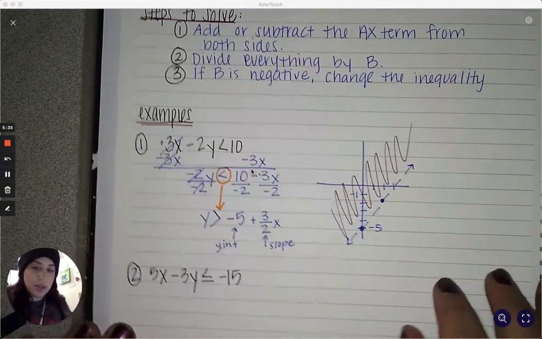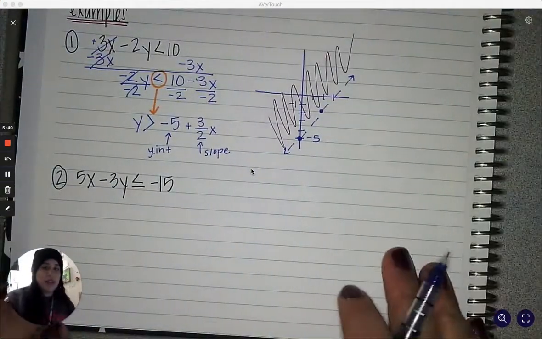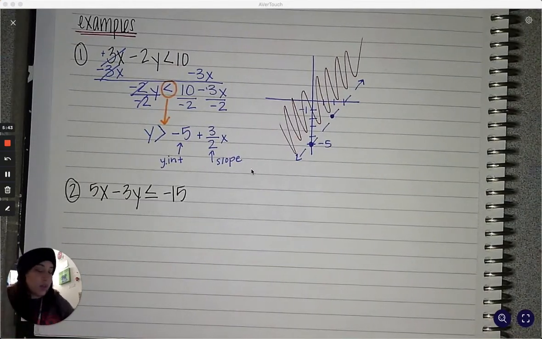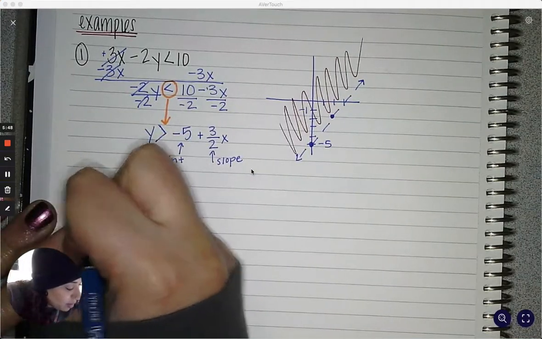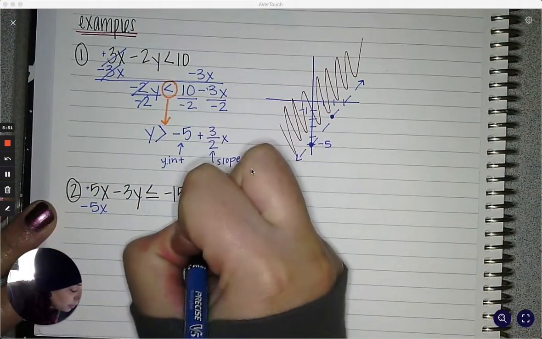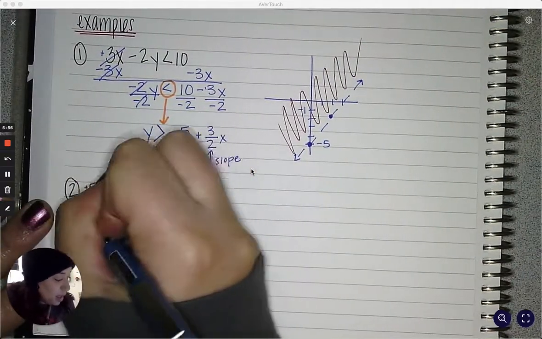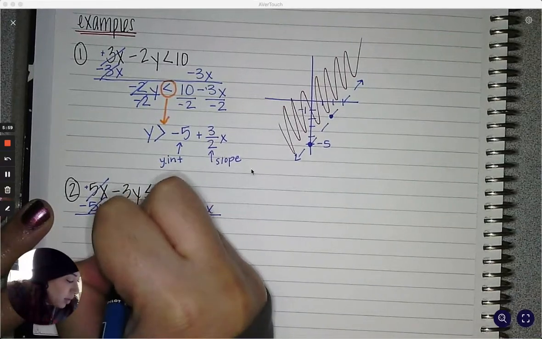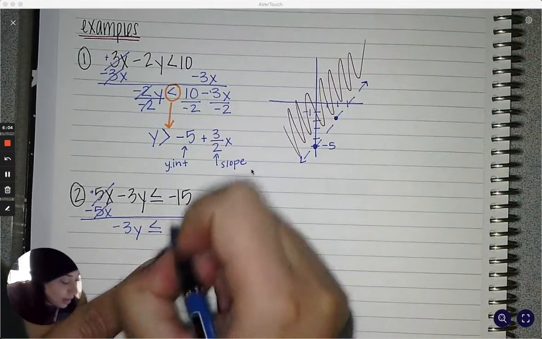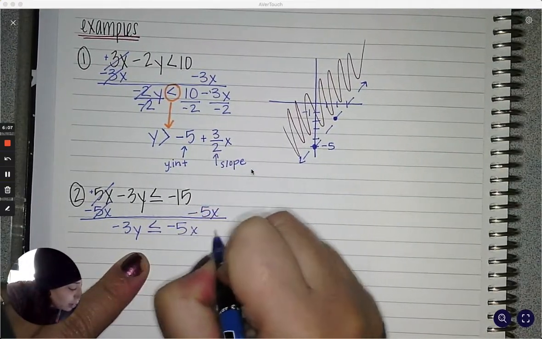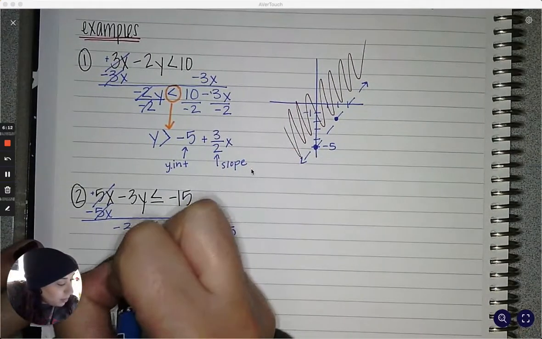So question number 2, we have, let me fix the camera here. 5x minus 3y is less than or equal to negative 15. So we move the ax. This is positive, so I'm going to subtract. Okay, these cancel. So negative 3y is less than or equal to, and I'm going to put it in a different order, negative 5x minus 15. So that's the first step.